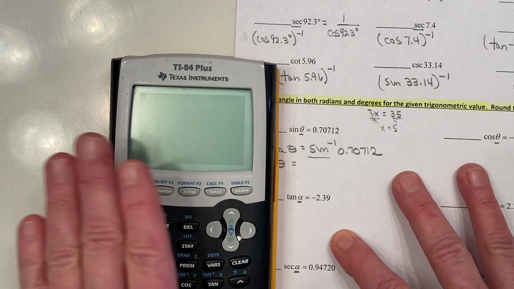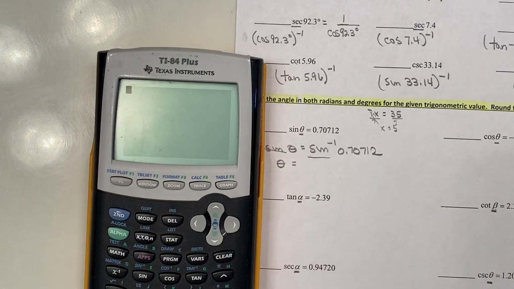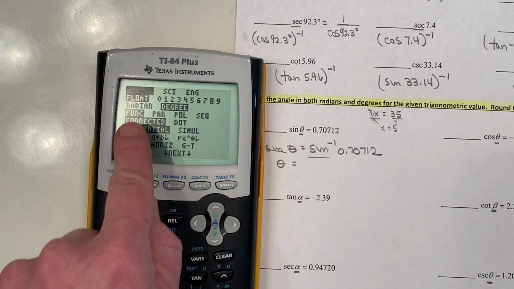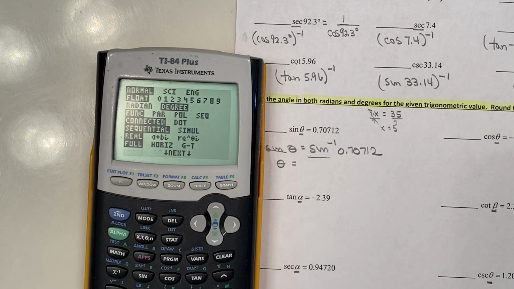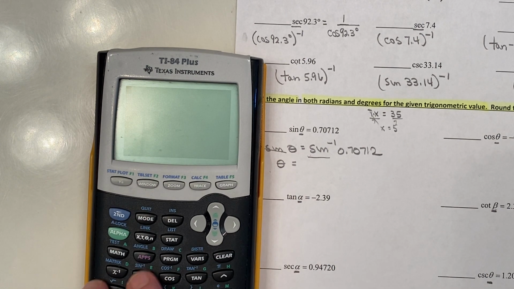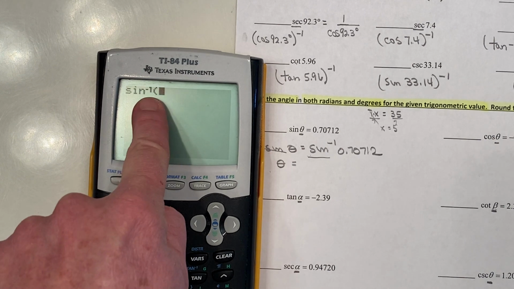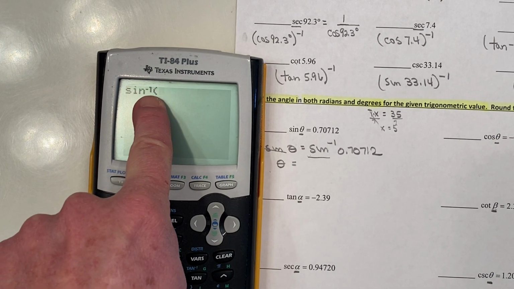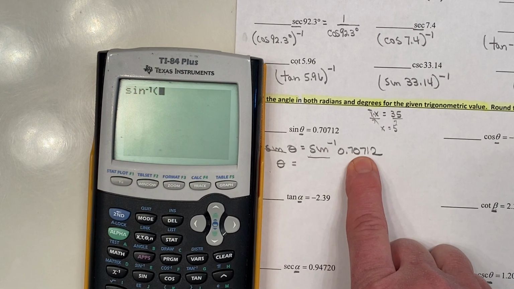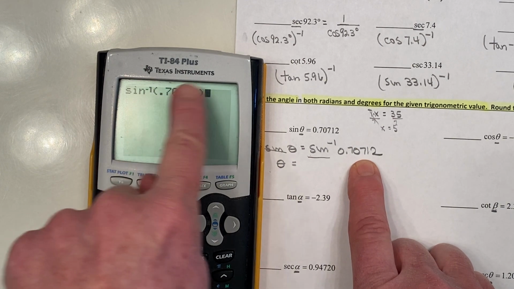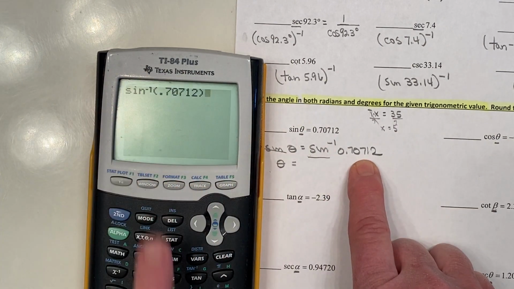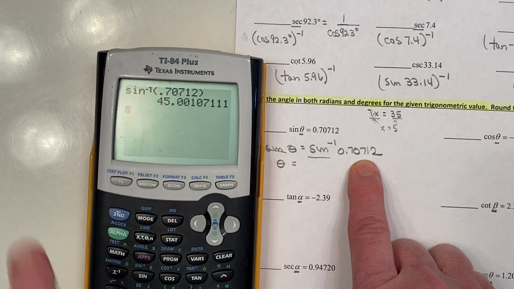The mode setting is not as important here, but you want to know what setting you're in. First of all, I'm going to mode. Looks like my answer is going to come back to me in degrees. Remember, I'm finding an angle. So when I hit second sine, I'm asking the calculator to give me an angle whose sine value is 0.70712. When I press enter, that's not just regular sine. I didn't put an angle in here. I'm trying to get an angle because of that -1 key.